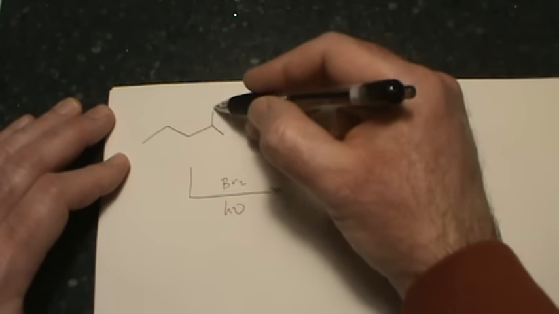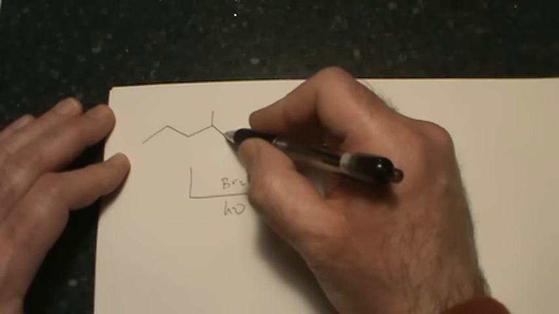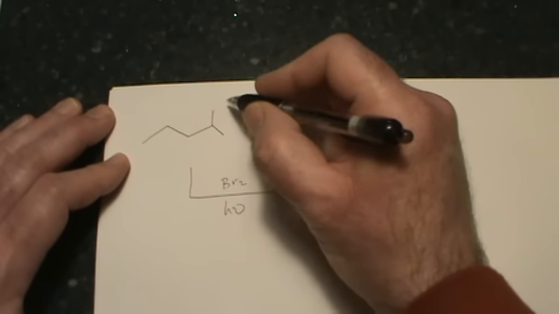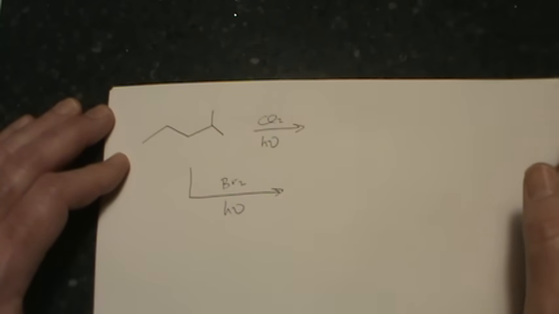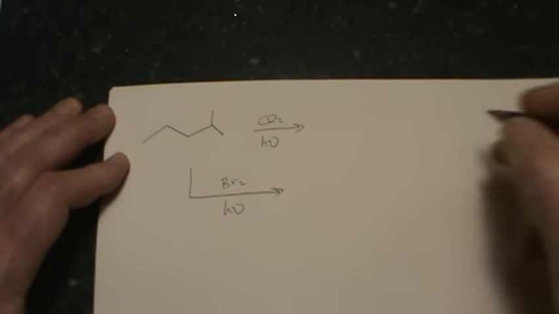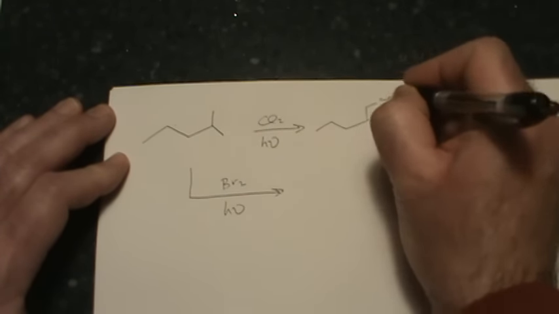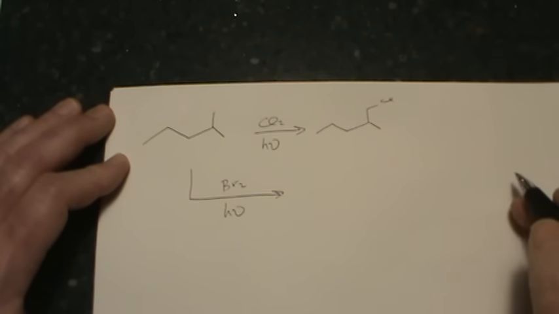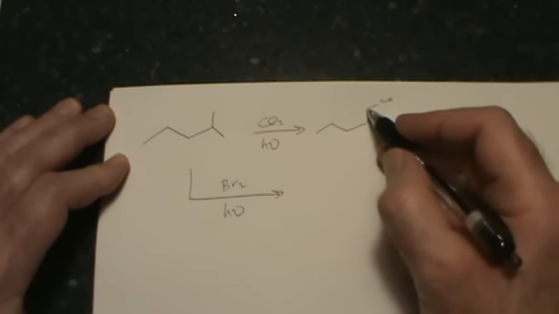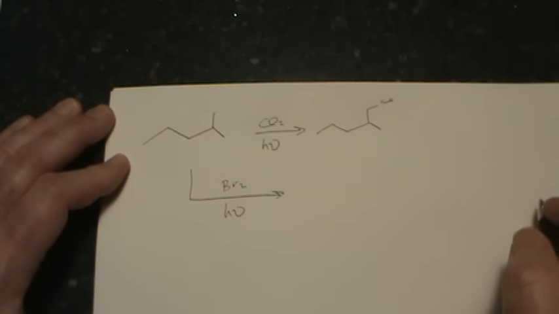These two methyl groups are identical to each other. If I put a chlorine atom there or there, it would result in exactly the same molecule. And if that's confusing in any way, just go ahead and do it and name them, and you'll see that they have the exact same name. So my first product is going to result from a photochlorination at one of those two methyl groups, and I've chosen the one on top.